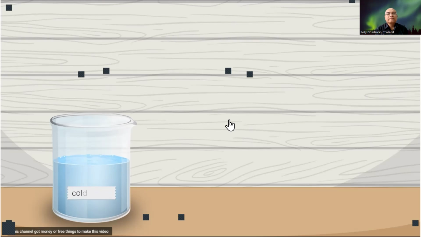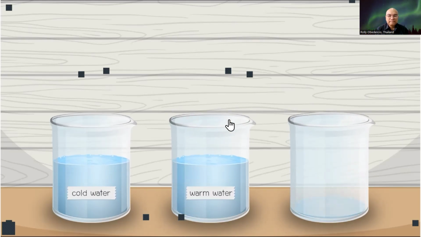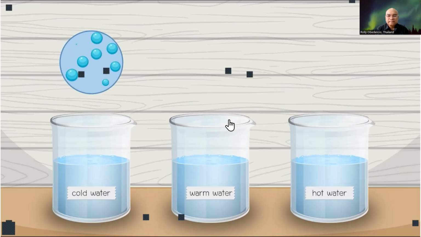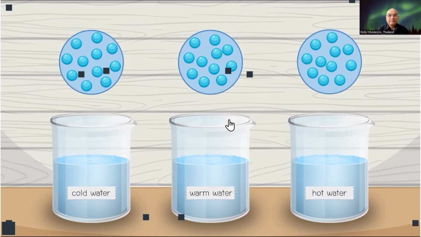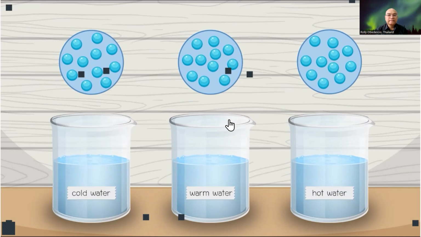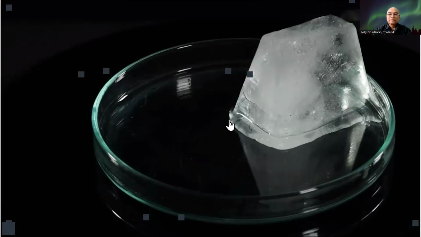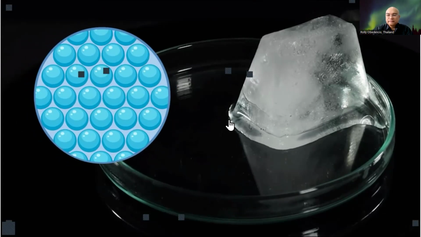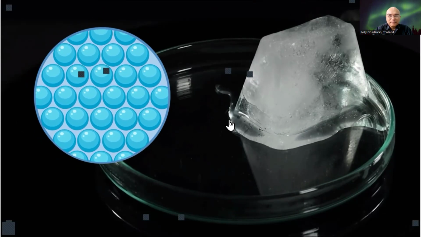You may recall that all matter is made of tiny molecules that are constantly in motion, and the movement of these molecules is called thermal energy. Remember, the more thermal energy matter has, the faster its molecules move and the hotter it becomes. Look at how the motion of the particles change as ice melts into liquid water, then boils and evaporates into water vapor.